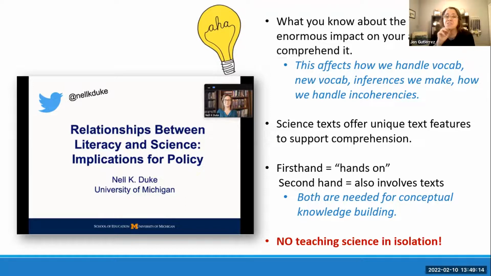But Nell said no teaching science in isolation. And I put it in red because Nell said. And so I loved that about how she's talking about making sense of the text and how important it is. And that's where we live as elementary teachers.